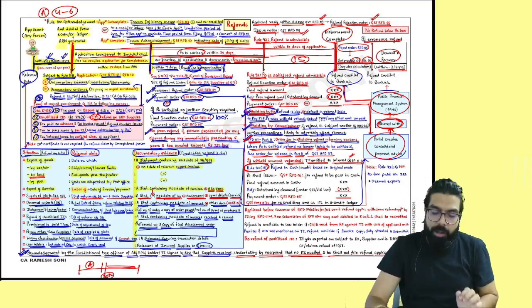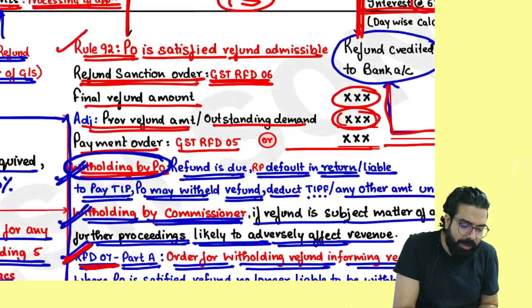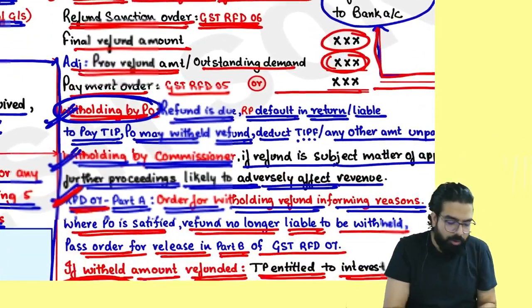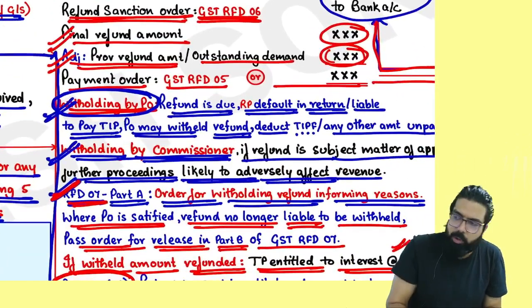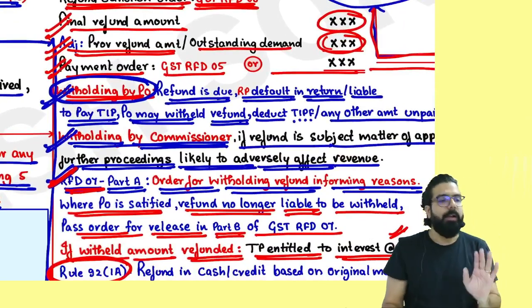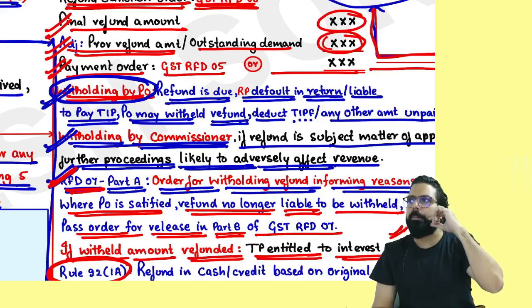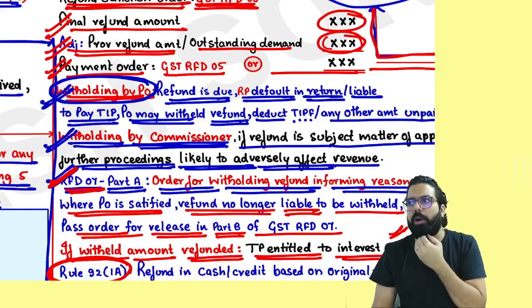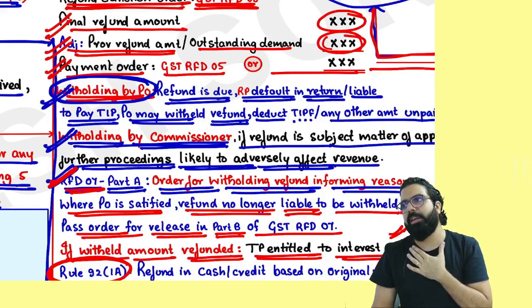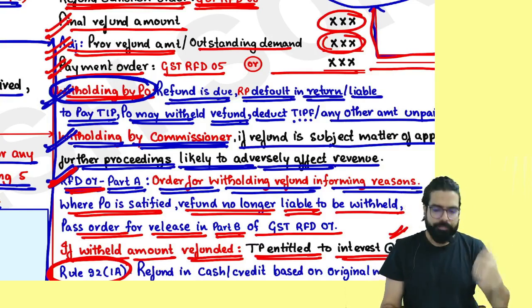Are we clear, everyone? Now, once they go ahead and sanction the refund, whatever is your previous outstanding demand or anything, they will deduct and then pass the payment order. And from the PFMS website, the payment will be done in your bank account. If you got the money within 60 days, no interest. But if you did not get it within 60 days, interest at the rate of 6% will be given.